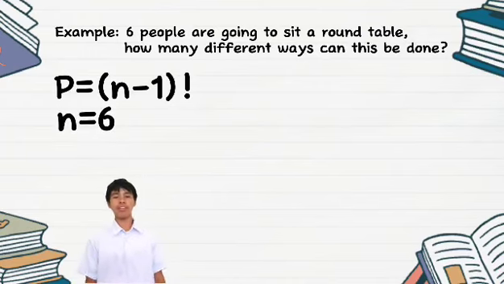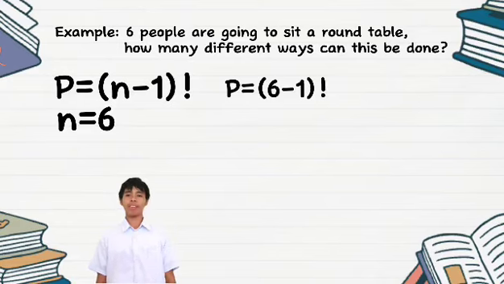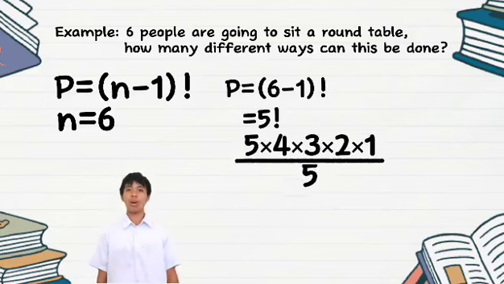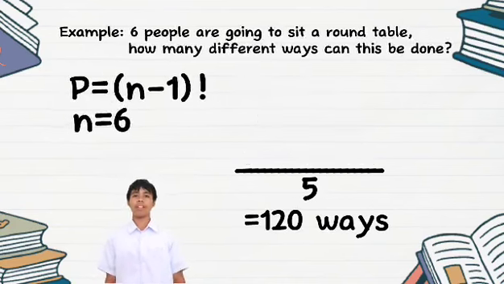n is equal to 6. Apply the formula. P equals quantity n minus 1 factorial. P equals quantity 6 minus 1 factorial, equals 5 factorial. The value of 5 factorial is equal to 5 times 4 times 3 times 2 times 1, equals 120 ways.